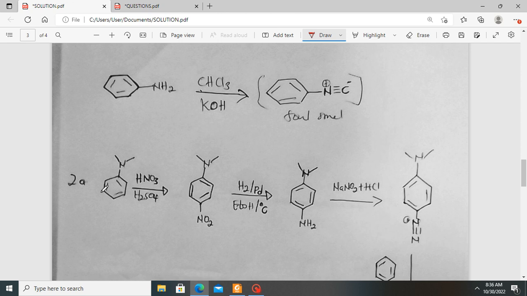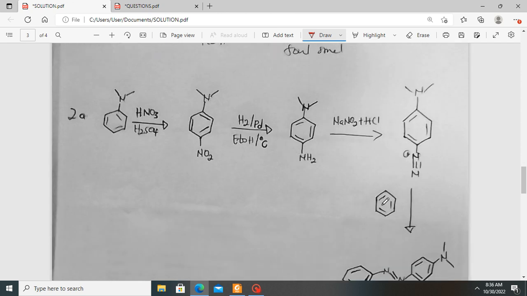This one is N,N-dimethylaniline, and this one is benzene. We are showing how we can synthesize butter yellow from N,N-dimethylaniline and benzene. First, we have to nitrate the N,N-dimethylaniline. So addition of nitric acid in sulfuric acid positions a nitro group at the para position as seen here. HNO3 in H2SO4 positions a nitro group at the para position.